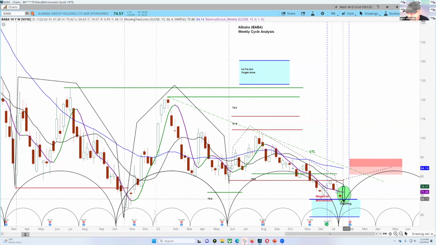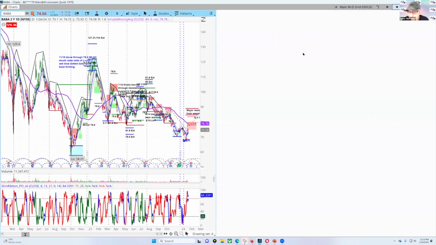I mean, 50% from 67 takes you all the way up into the 90s. And you see the resistance there at 90, approximately 89. So this is the beginning likely of a move. Let's look at the daily chart right over here.